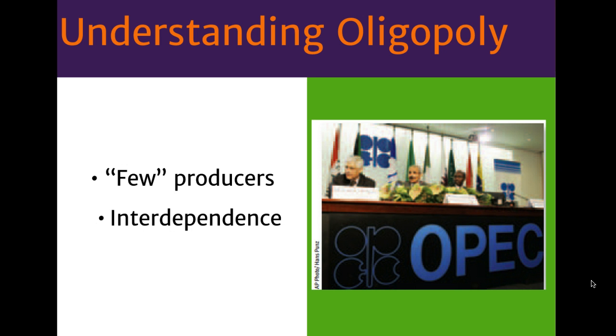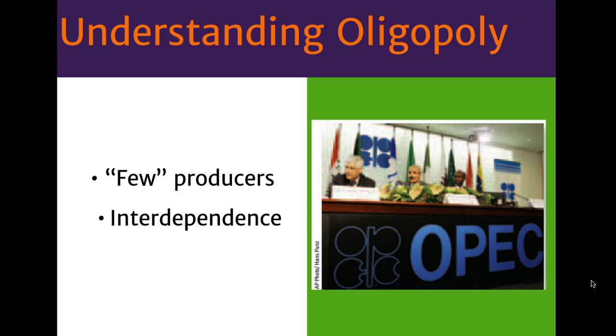So, understanding the oligopoly. First of all, an oligopoly is an industry that only has a few sellers. In addition to having a small number of sellers, an oligopoly is characterized by something called interdependence, which is a relationship in which the profit of each firm depends on the actions of the other firms in the market.